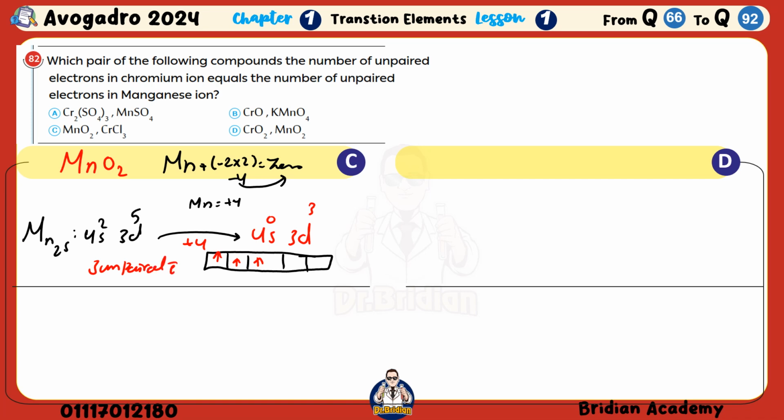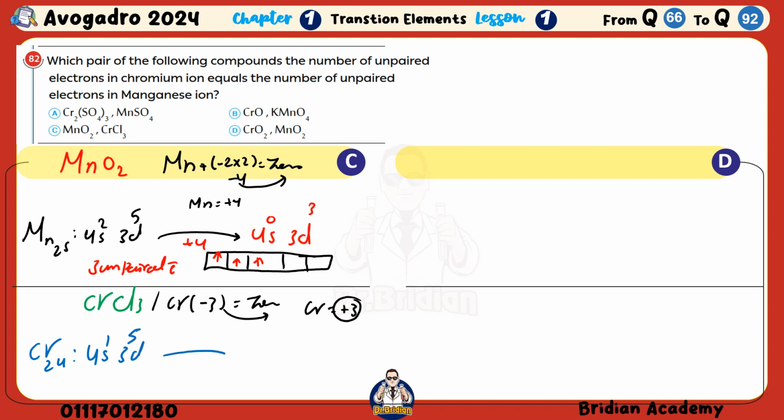Okay, for the second compound, chromium trichloride, calculate the oxidation state. Chromium minus 3 equals 0. With a positive sign, it will be chromium positive 3. Chromium in the atomic state will be argon 18, 4s1, 3d5. When it loses 3 electrons, it will be 4s0. Then it loses the other 2 electrons from 3d, it will be 3d3.